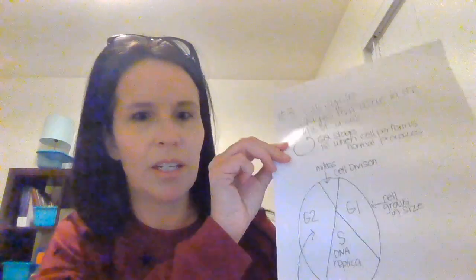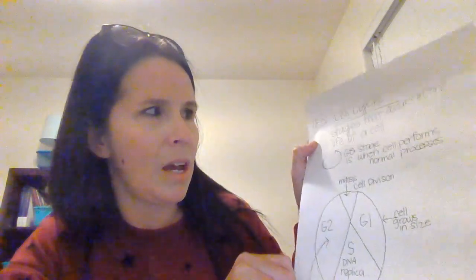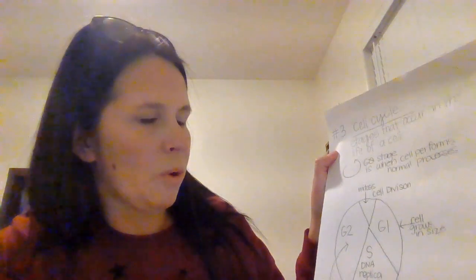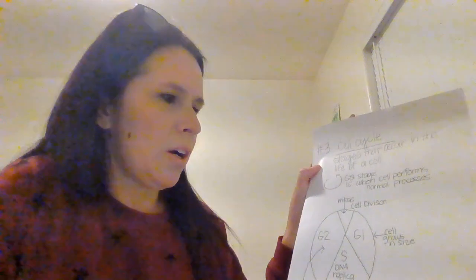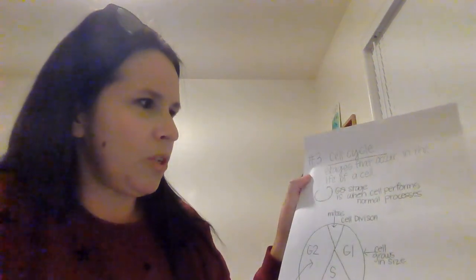Okay, and then the third question is to describe how human cells work in the body, and include a description of the cell cycle and the meiosis. Okay, so I have a chart here for the cell cycle, and it's basically showing the phases of the cell cycle, which are G1, S, and G2.